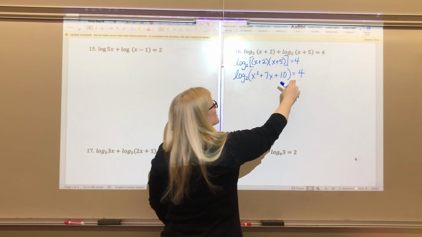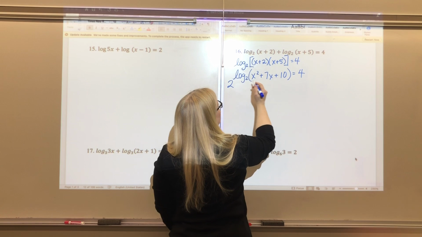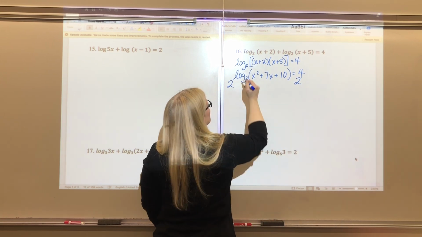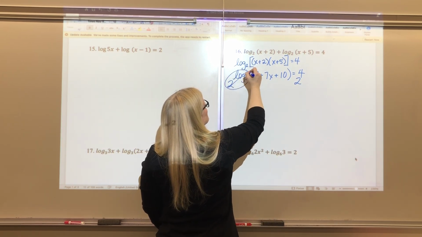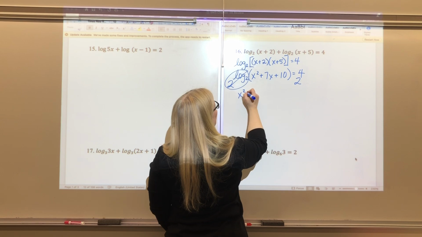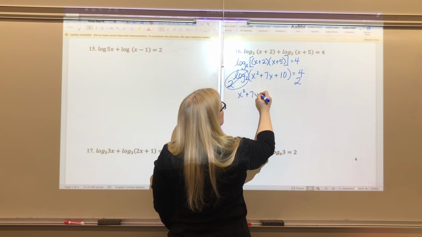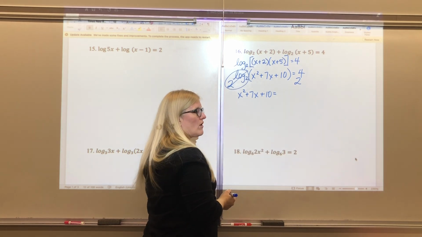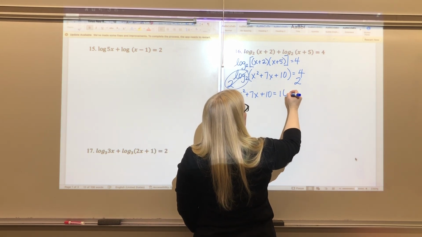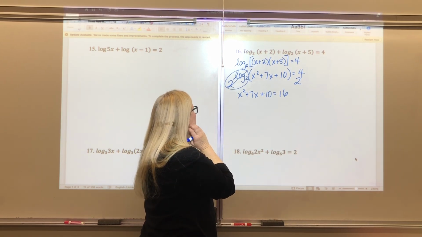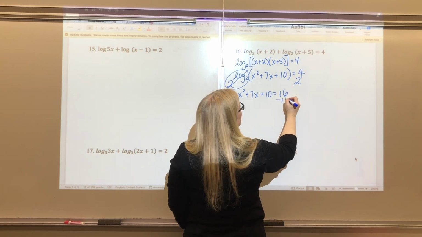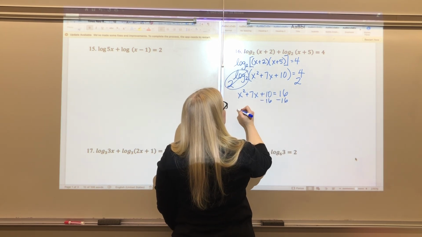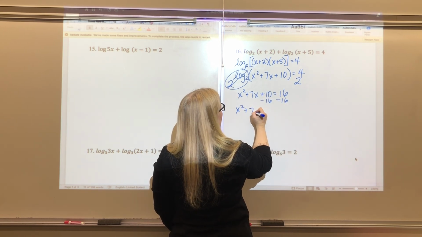bump these to be exponents. Okay, base 2. This cancels, so now I have x squared plus 7x plus 10 equals 2 to the 4th power, which is 16. Okay, I have another quadratic, so I need to subtract 16 from both sides.